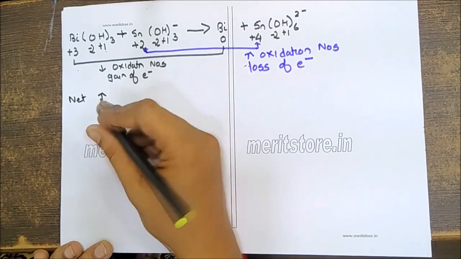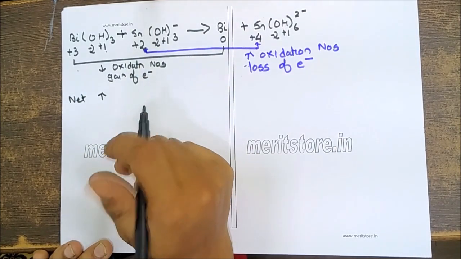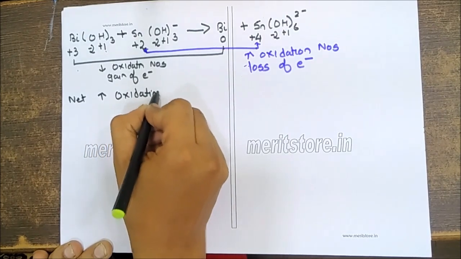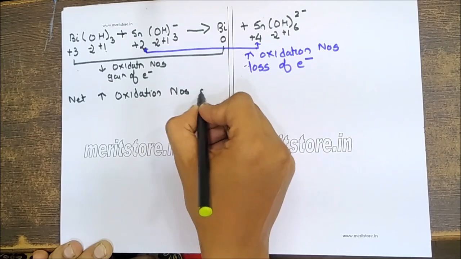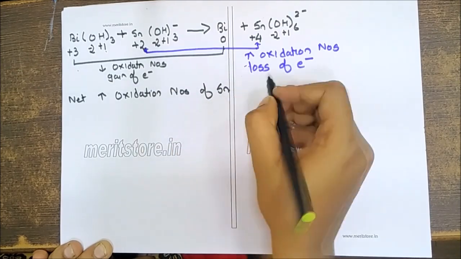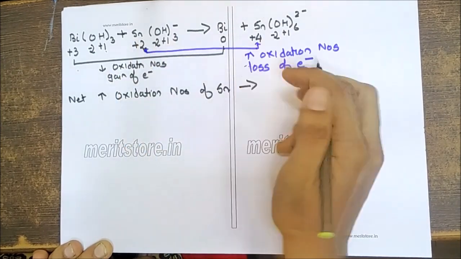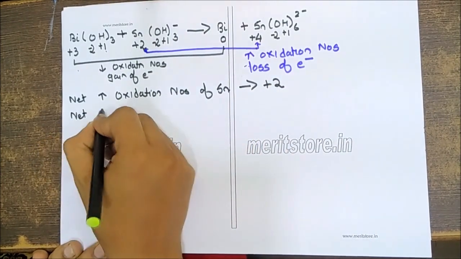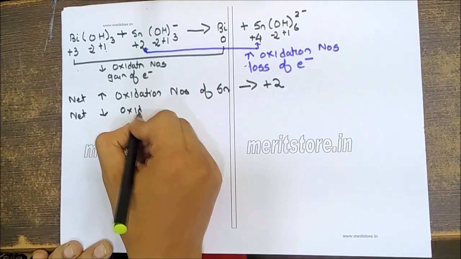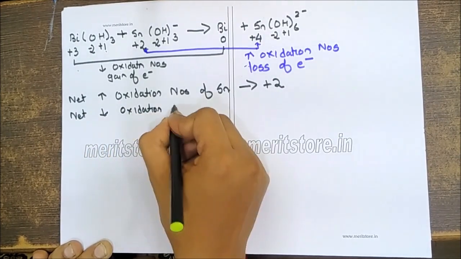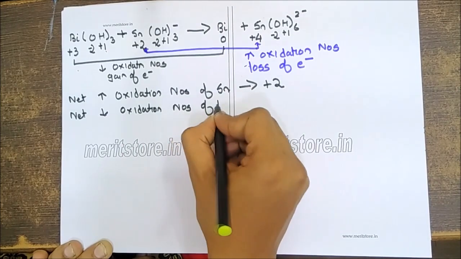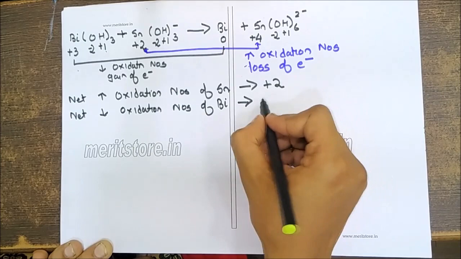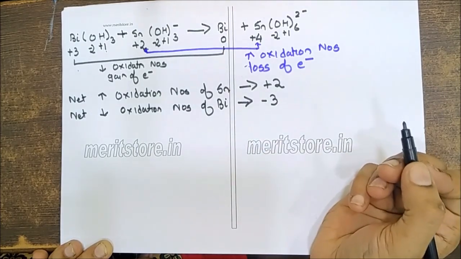Now we will write down the net increase or decrease. I am directly writing net because there is only one atom of Bi and Sn. So net increase in oxidation number of Sn. From plus 2 it has become plus 4. So that's plus 2. And net decrease in oxidation number of Bi. Bi from 3 it has gone down to 0. So the decrease is of 3.